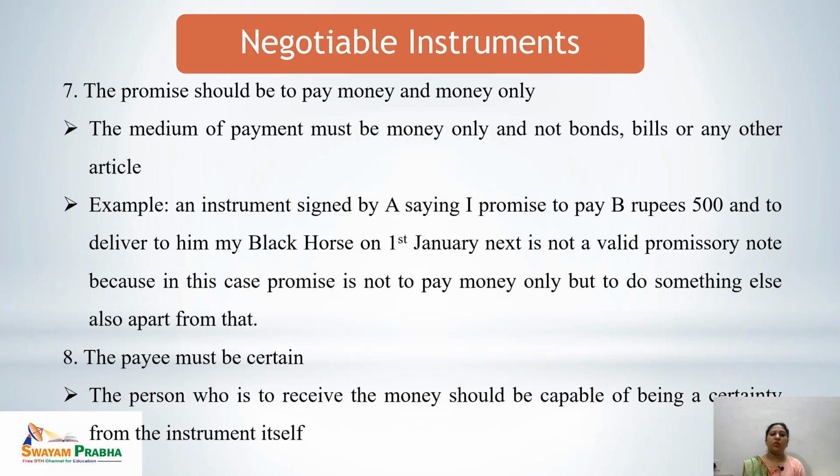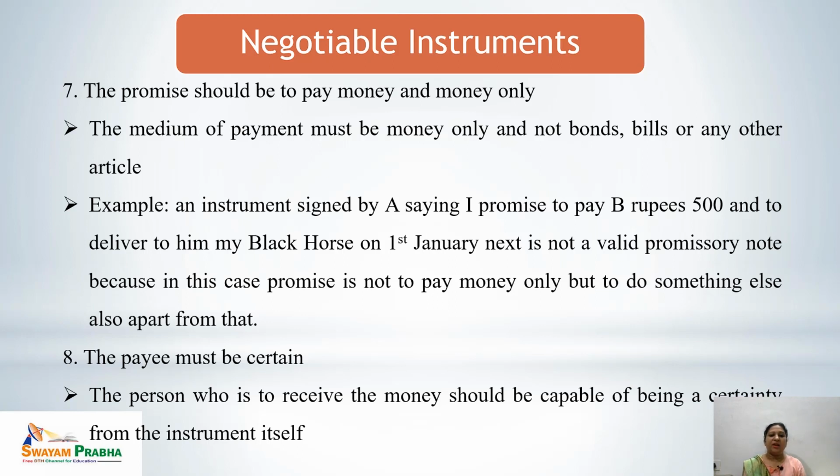The promise should be to pay money and money only. That means anything else in lieu of money would not make a note a valid promissory note. The medium of payment should be money and only money. It should not include any kind of bonds, bills, or any other article in lieu of money.